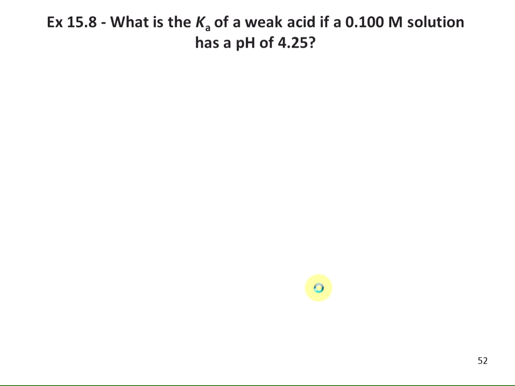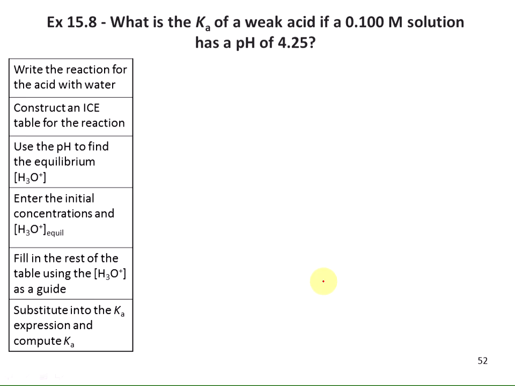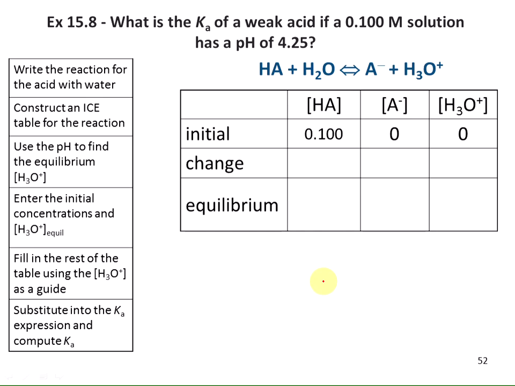So, another example: what is the Ka if a 0.1 molar solution has a pH of 4.25? We first have to write our balanced equation, and they don't give us the name of the weak acid, we're just using the abbreviation HA. We set up our ice table. You initially have 0.1 molar HA and none of the A minus and none of the hydronium ions. Now they tell us that the solution has a pH of 4.25.